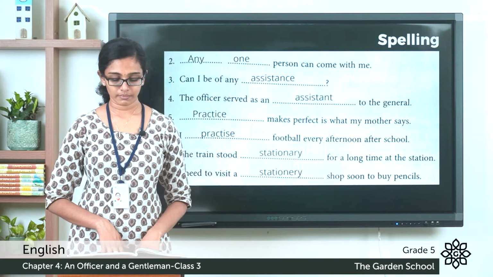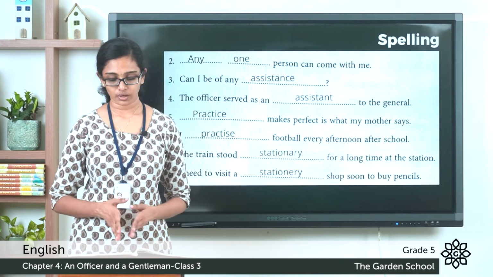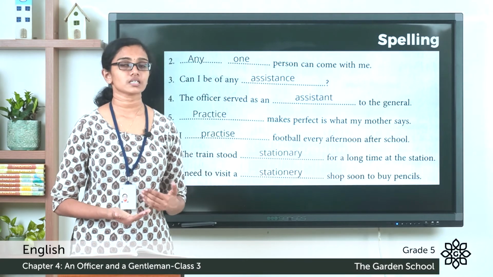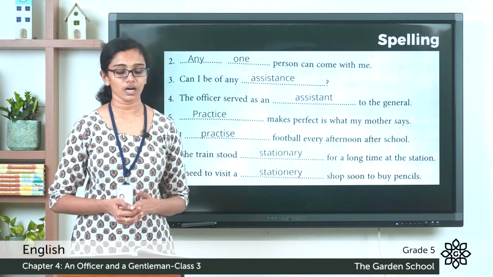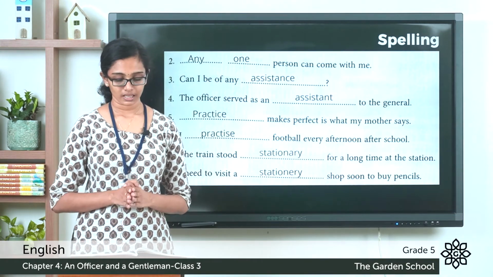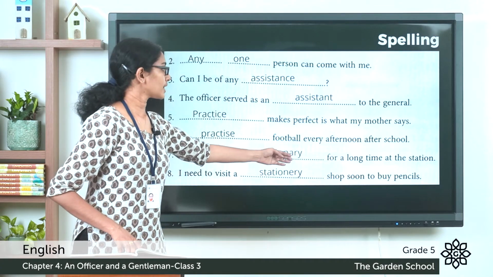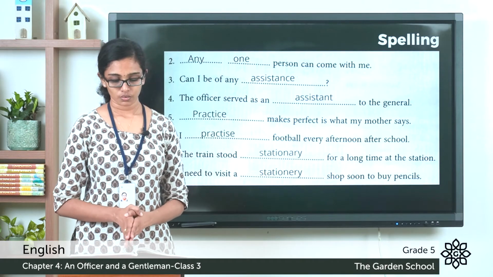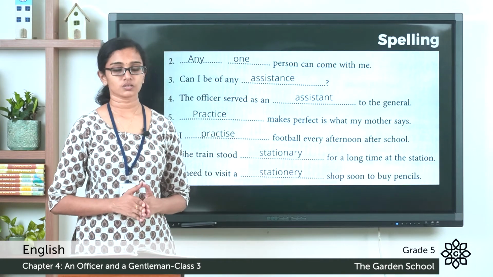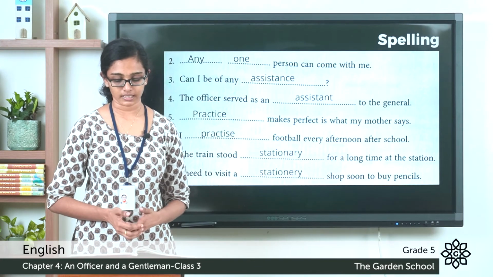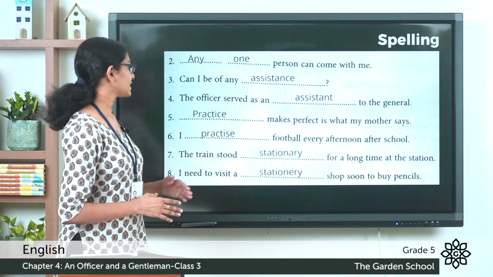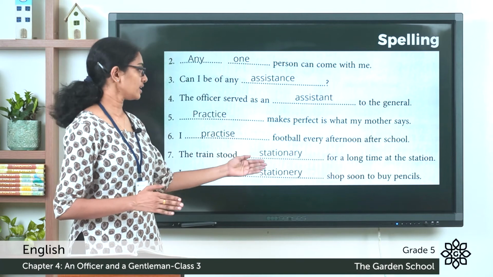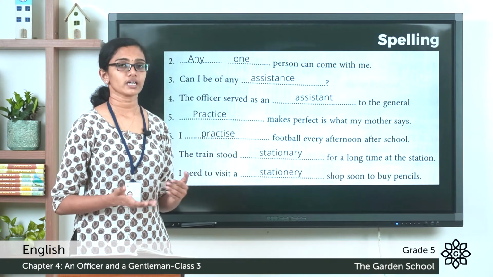Now, question number 7, the train stood dash for a long time at the station. You have an option, stationary and stationery. Both these look and sound similar, but there is a clear difference in the meanings. The word stationary with the ending ARY, it means to stand still, not moving. So, the train stood still or train stood stationary for a long time at the station. For question number 8, I need to visit a stationery shop soon to buy pencils. Here, the word stationery means like a grocery shop.